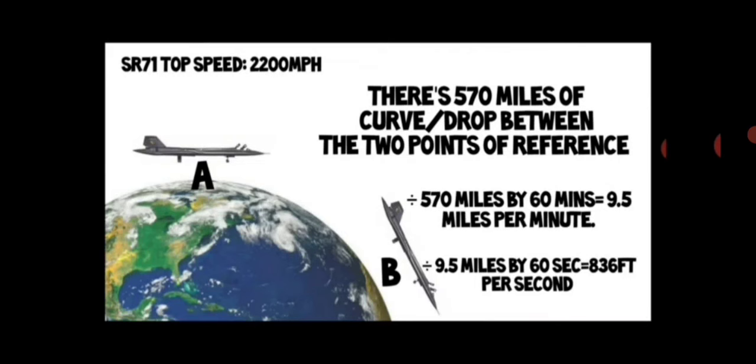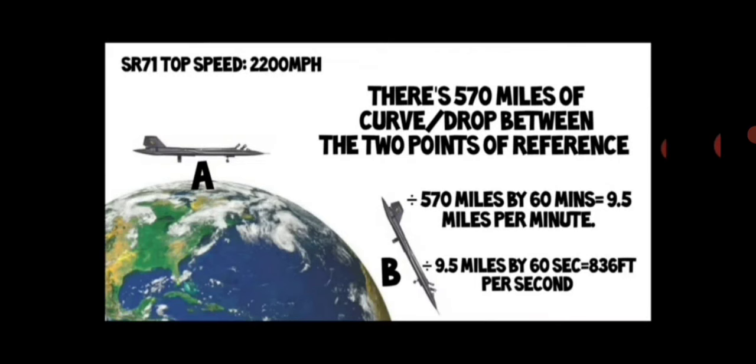When we start to break it down to the minute and then the second, you're going to see how silly and foolish this globe Earth theory is. Because when I divide it down to a minute, essentially the SR-71 has to drop 9.5 miles per minute whilst doing 2,200 miles an hour to maintain level on a ball. And then we break that down to a second.